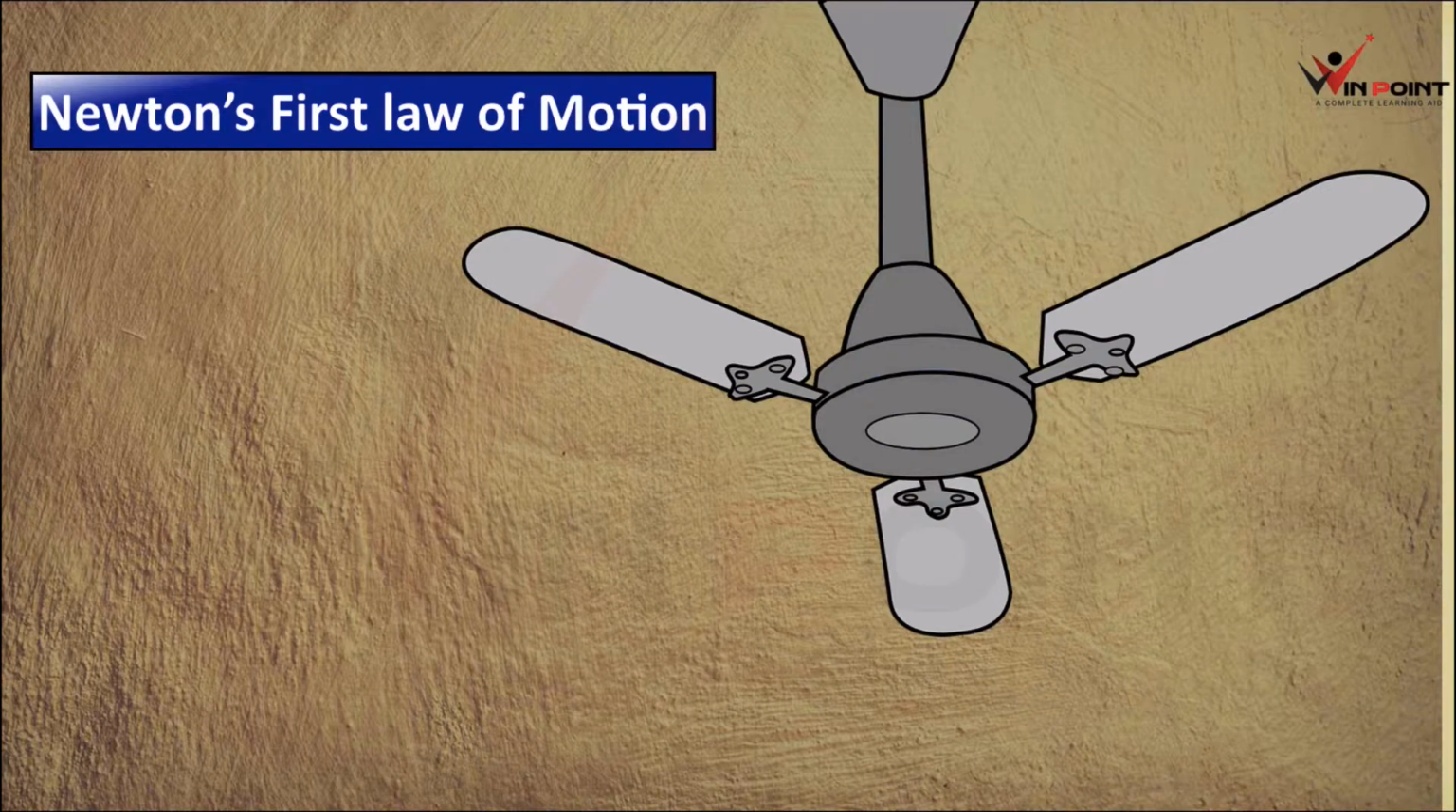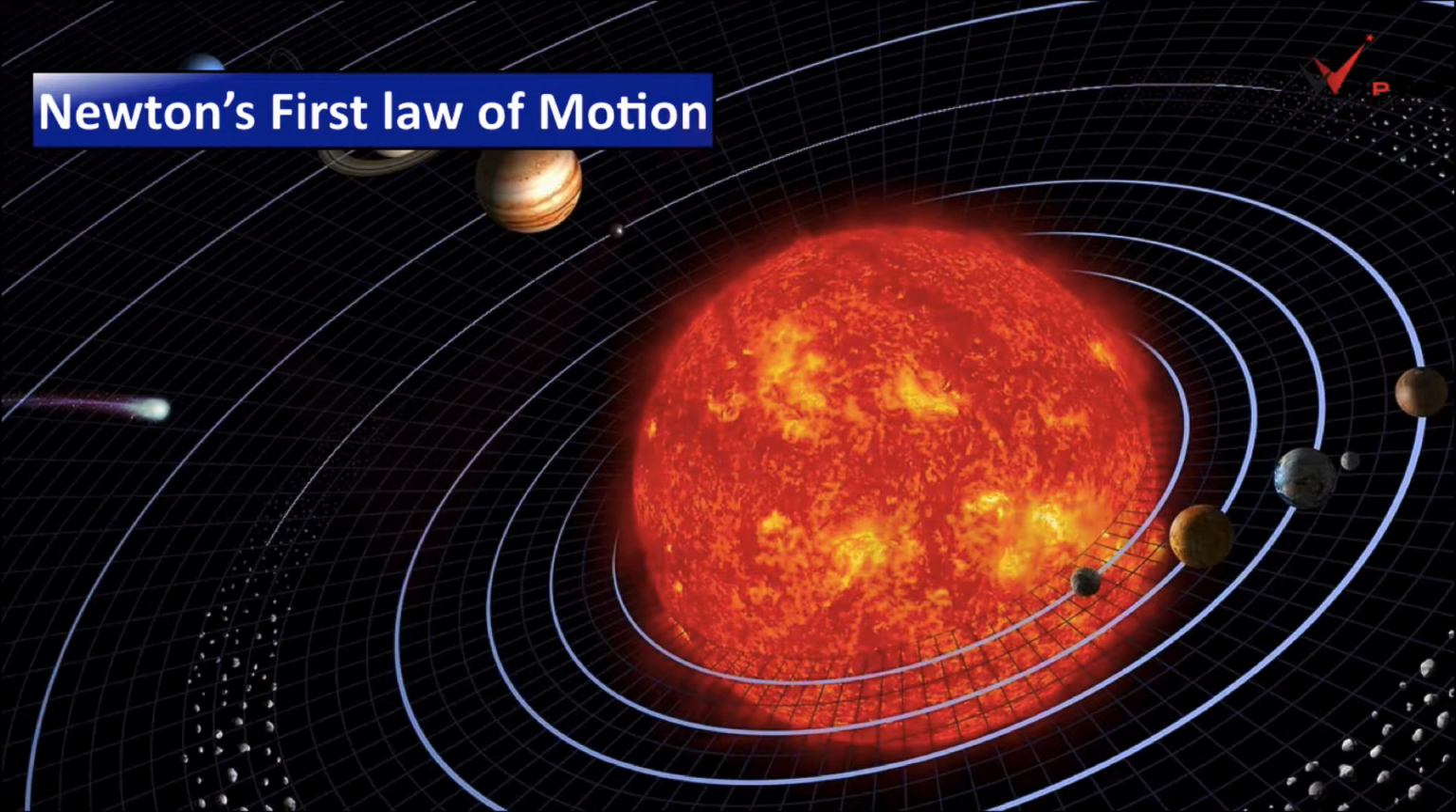These are the applications of the first law of motion. If you consider the movement of planets around the sun, the movement of the moon around the earth, these movements are not going to stop because in space there is no friction. That's the reason for the continuation of this movement.